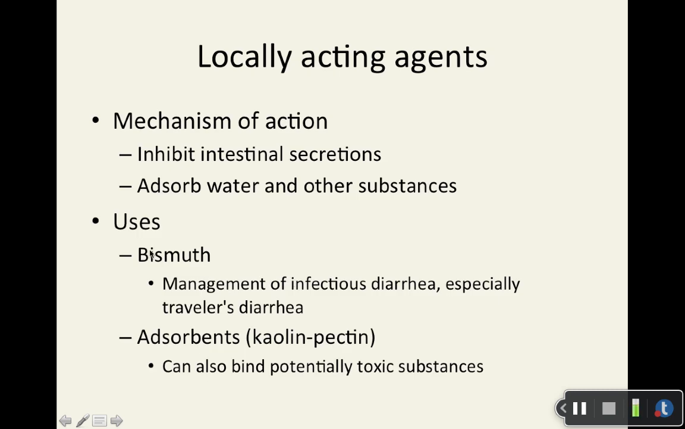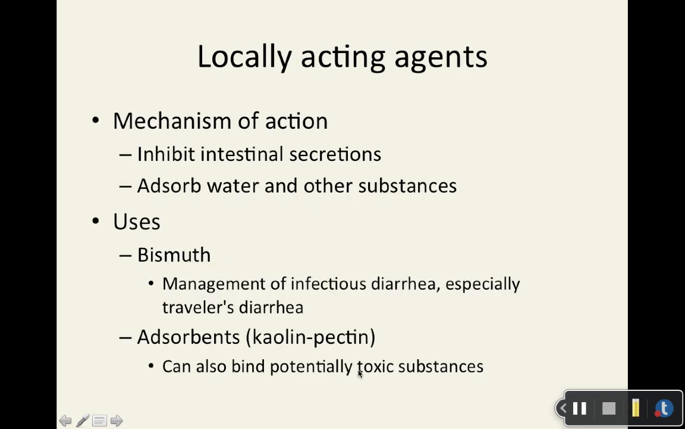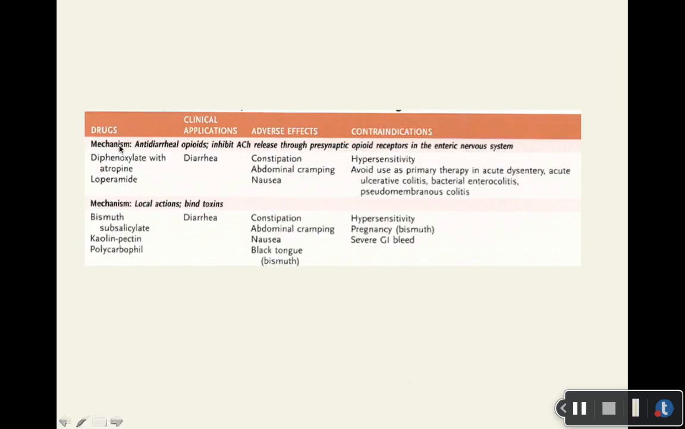Some more antidiarrheal drugs: we have the locally acting ones. Here we have bismuth subsalicylate, which we already talked about, and it's good, like I mentioned, with traveler's diarrhea. The mechanism of action here is that these slow things down by being absorbent and decreasing secretion, so again, it sort of clogs things up. And then there's also the absorbent kaolin-pectin, which can also be beneficial, and we'll talk about that in the toxicology module, because it can help bind toxic substances.